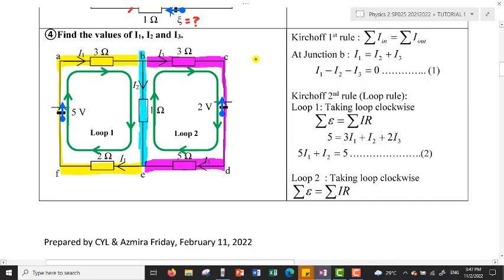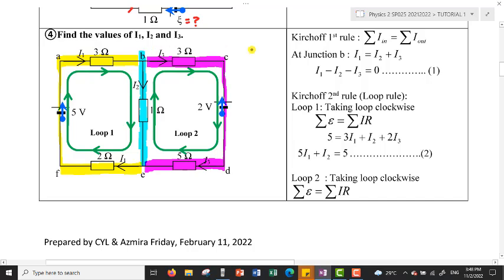Okay, after we have identified the current that flows through each resistor, we draw the direction of EMF. So this is the direction of EMF drawn for the 5 volt battery and also the 2 volt battery. Again, I remind you, the direction of EMF must always run from negative to positive of the battery. Alright, and now we will first try to apply Kirchhoff's first rule. So we consider the junctions.